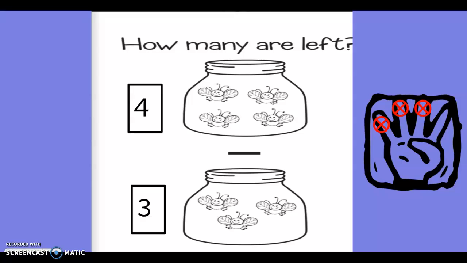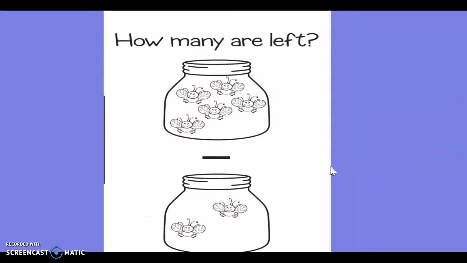So if we have 4 bugs in a jar, and we take away 3, how many bugs would be left? It would be 1. So our number sentence would say 4 minus 3 equals 1. Good job. Let's go to the next one.